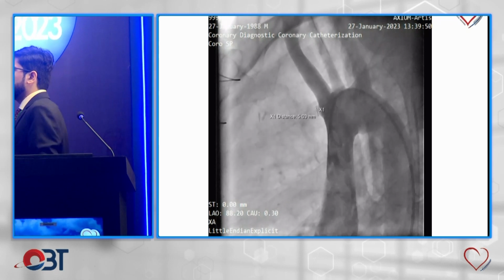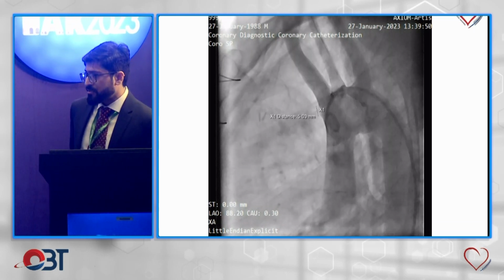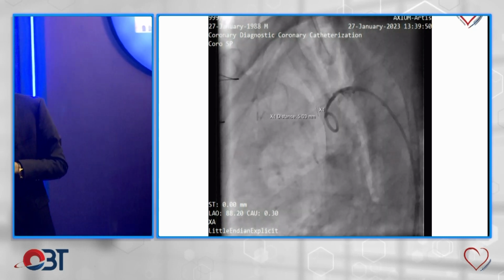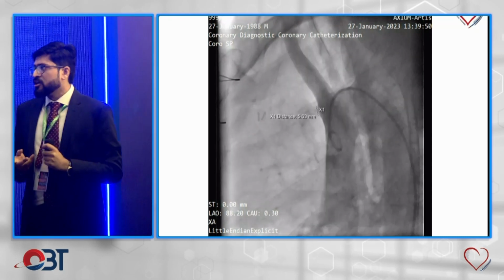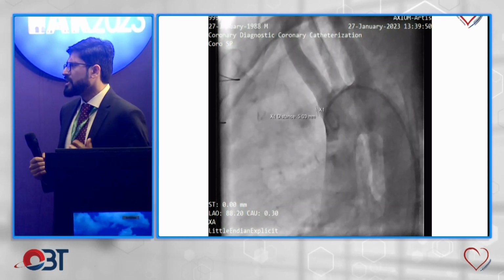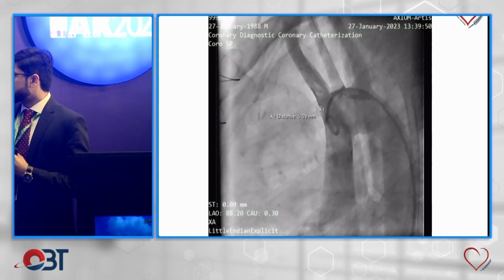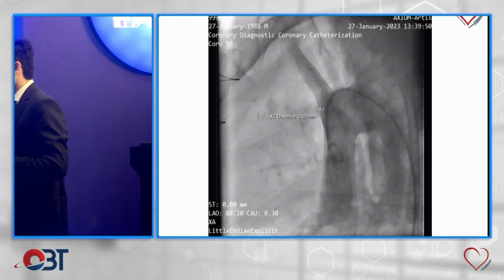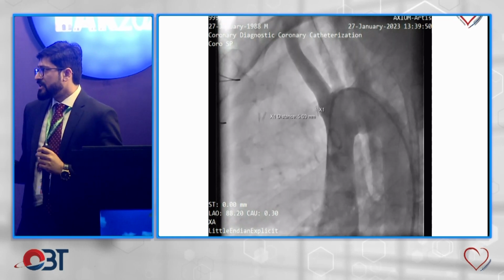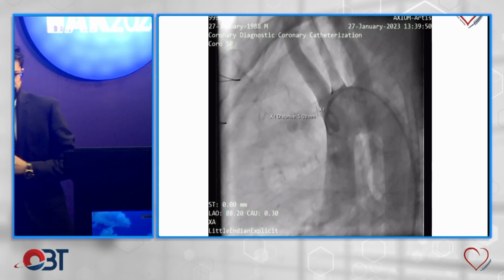So what sort of occluder devices did we have at that time? We could have used an ASD device, a muscular VSD device, a cribriform ASD device, or the multifunctional MFO and LT-MFO devices. As the wall of the aneurysm was quite fragile, we wanted to use a low profile device which takes a smaller sheath and glides over the glide wire, so it can be easily delivered in this patient.